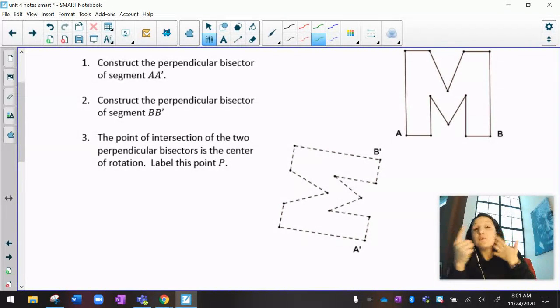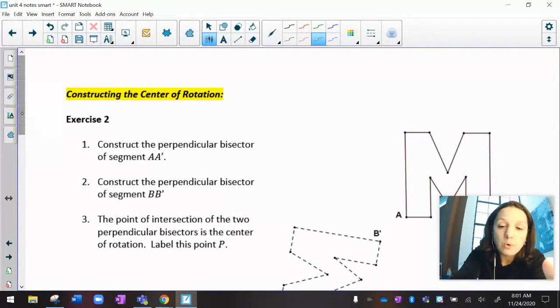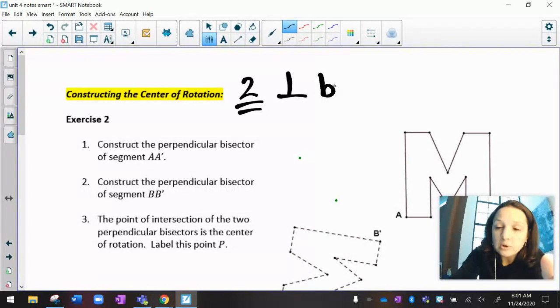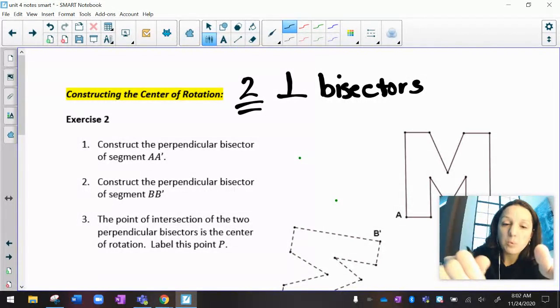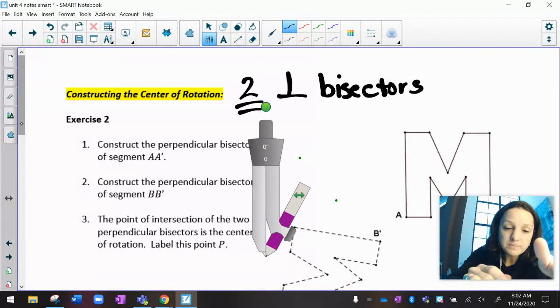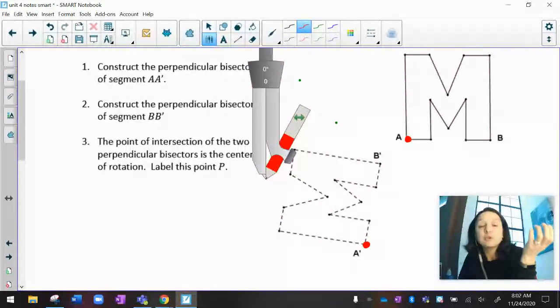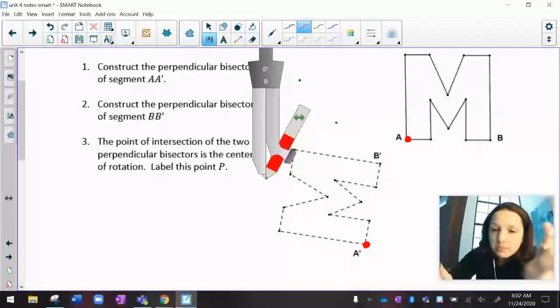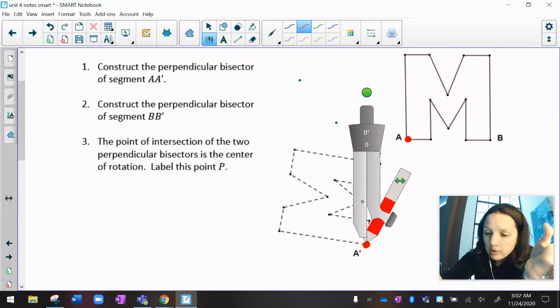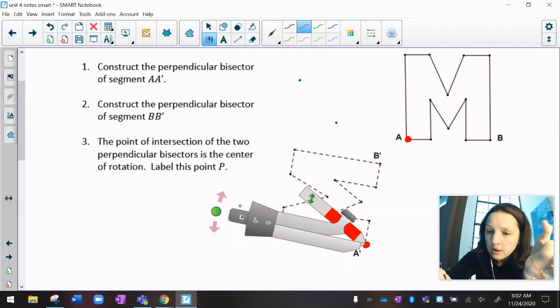Lines of reflection, you find one perpendicular bisector. To find a center of rotation, you need to create two perpendicular bisectors. Okay, and that is what we're going to do. So I'm going to grab my compass, and then I am going to connect A and A prime. Now, you don't need to actually connect them, but you need to identify them and then say, okay, I'm going to find the perpendicular bisector between A and A prime. So I'm going to open this thing up more than halfway.